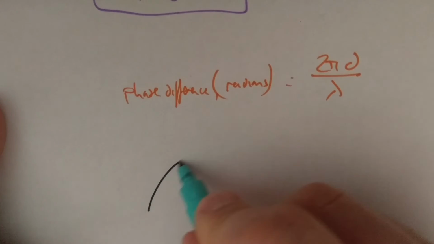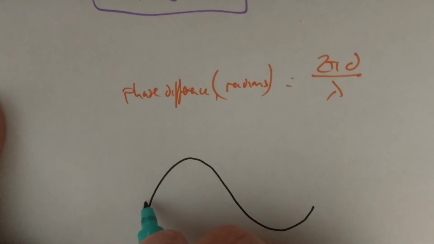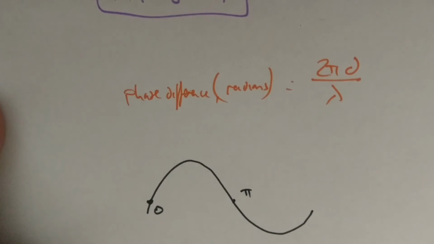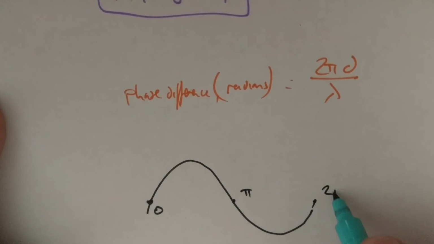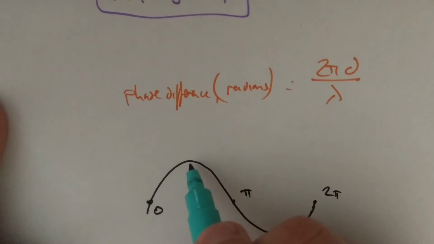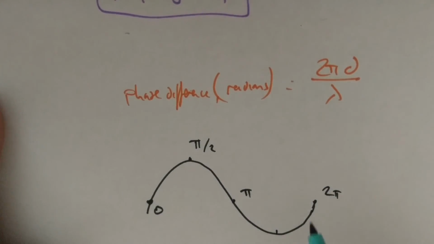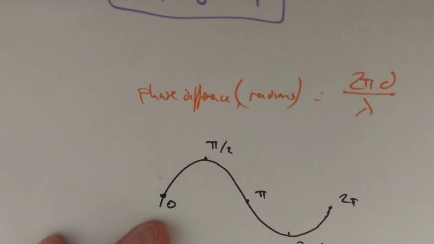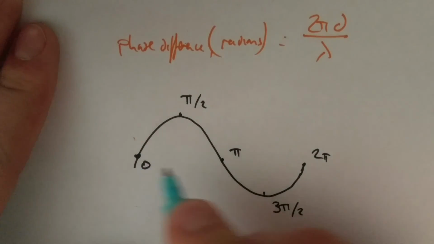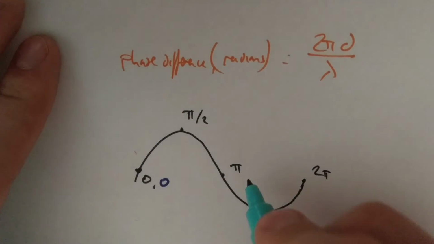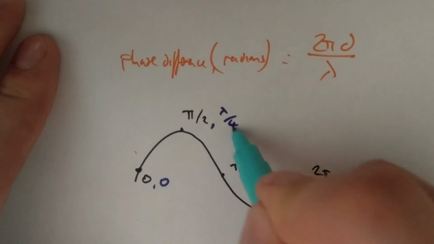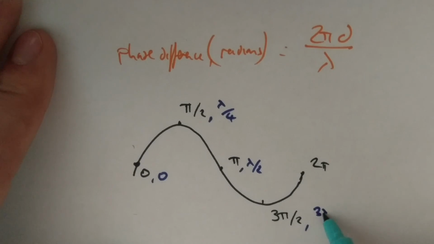So we just sketch our sine wave as so. We start here, which is 0. Then our phase difference at halfway is pi. Phase difference at the end of the cycle is 2 pi. If we're going for the intermediate sections, quarter of a cycle is pi by 2. 3/4 of the cycle is 3 pi by 2. If you want it in terms of the wavelengths, then 0 is going to be 0 wavelength, pi is half a wavelength, pi over 2 is a quarter of a wavelength, 3 pi over 2, 3/4 of the wavelength, and 2 pi is the full wavelength.